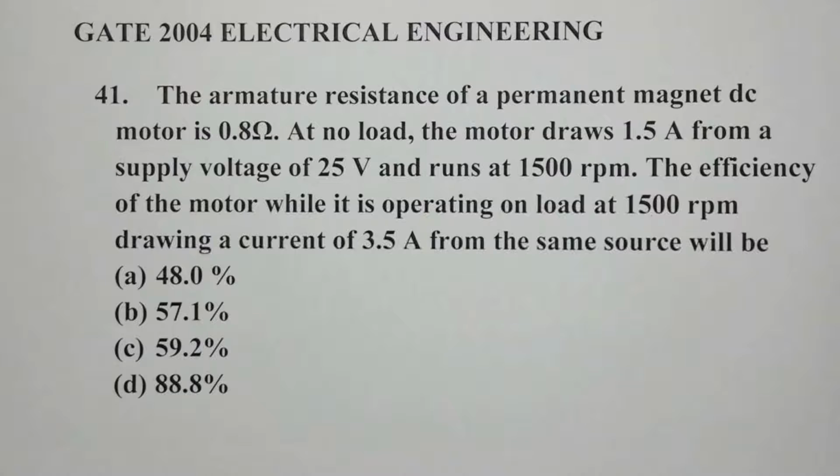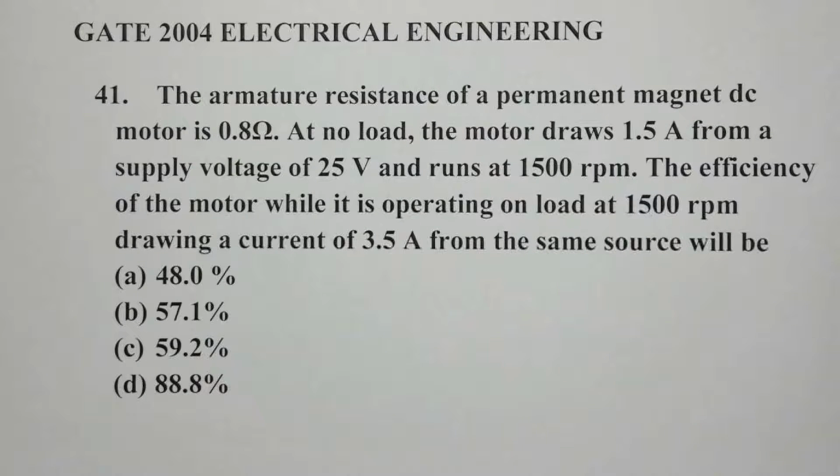On to the next question, number 41. The armature resistance of a permanent magnet DC motor is 0.8 ohms. At no load, the motor draws 1.5 amps from a supply voltage of 25 volts and runs at 1500 rpm. The efficiency of the motor while it is operating on load at 1500 rpm, drawing a current of 3.5 amps from the same source will be. So we have to find out the efficiency of the motor here.